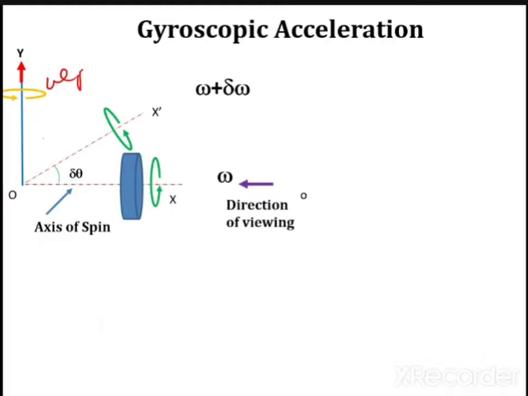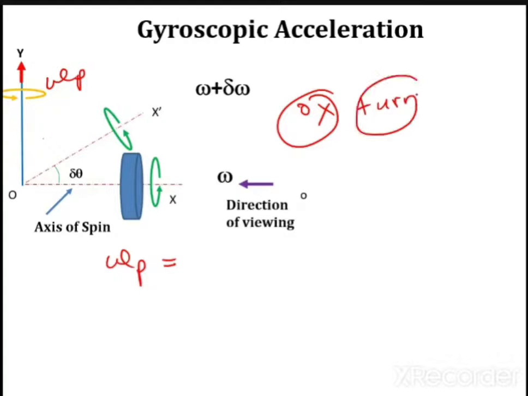This is nothing but the omega p, no? So what is omega p? Can anybody define now what is omega p? You have understood what the axis of precession is. Axis of precession means what? The axis about which the axis of spin will turn. But when your axis of spin, that is OX, turns, it will have some angular velocity, right?